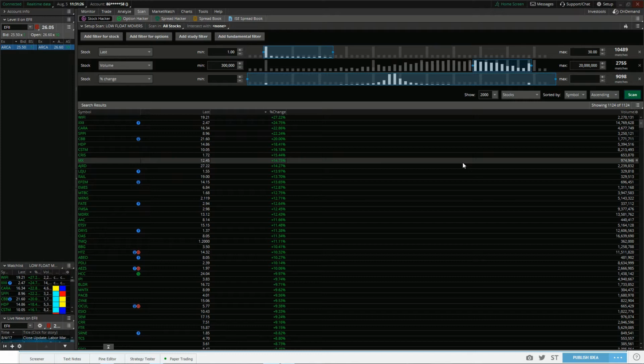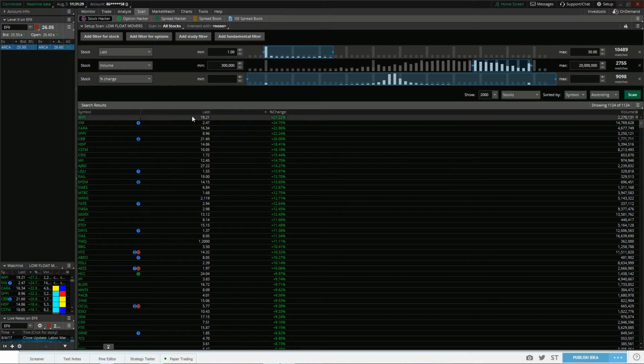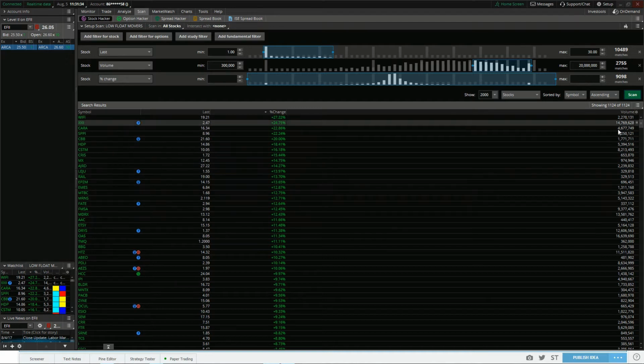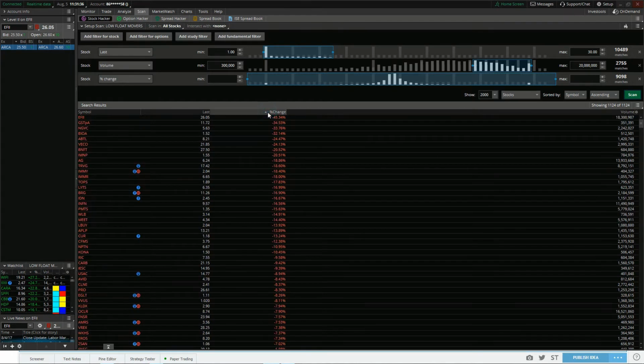And this is everything from Friday, basically. These were the biggest gainers for the day. And then you can see the volume over here. Or let's say you want to look for moves that were going the other direction and you want to look for plays to short, you can also do this.